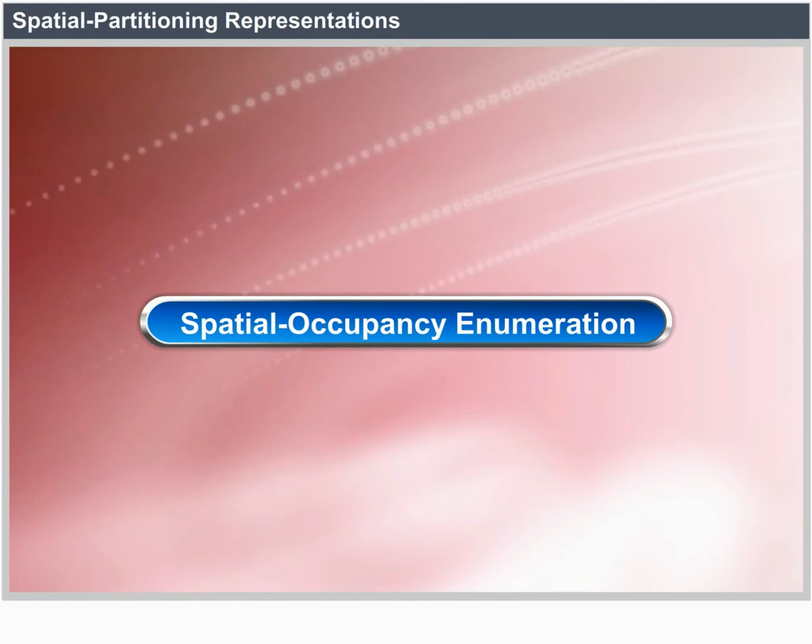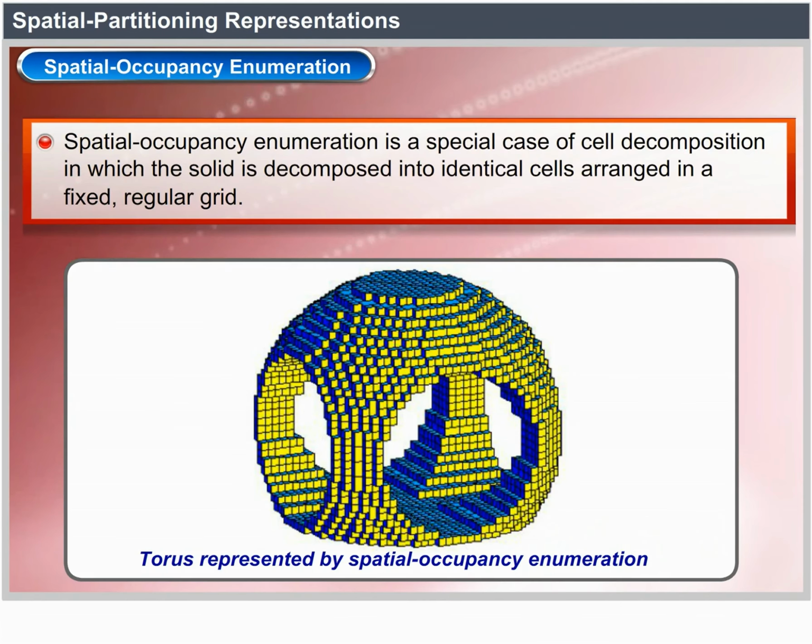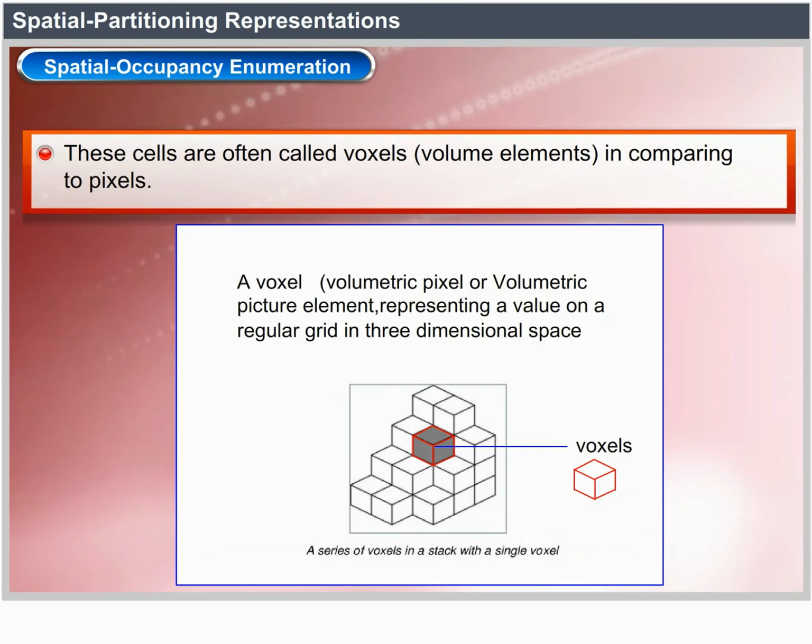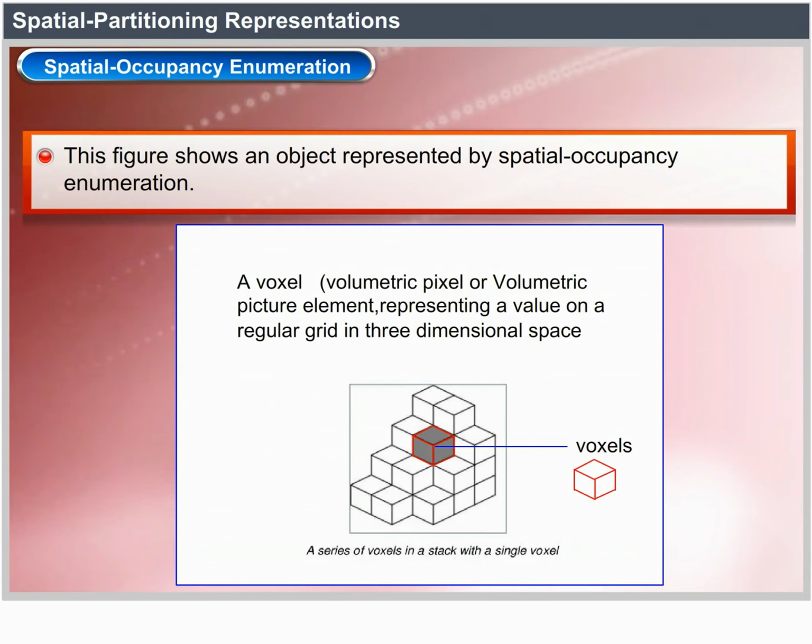Spatial occupancy enumeration. Spatial occupancy enumeration is a special case of cell decomposition in which the solid is decomposed into identical cells arranged in a fixed, regular grid. These cells are often called voxels, volume elements, in analogy to pixels. This figure shows an object represented by spatial occupancy enumeration.